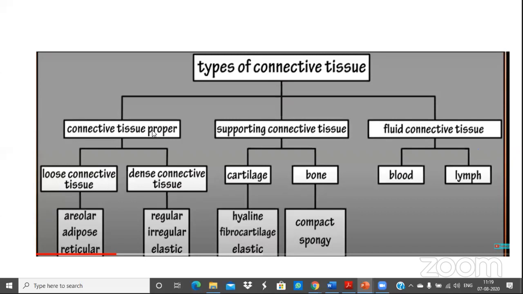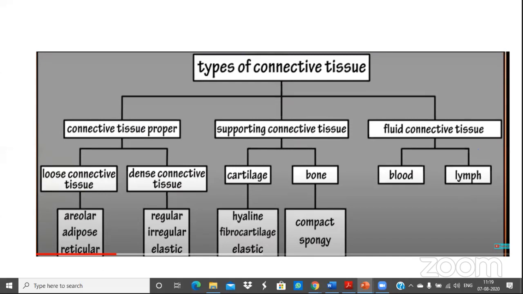Connective tissue proper. Look at this here. The main function of the connective tissue is binding, supporting, and giving structure. Binding in the sense of attaching one part to another part. That is called connective function and binding function. Mostly this connective tissue proper is involved. Like a muscle bundle connected to another muscle bundle, fascia.